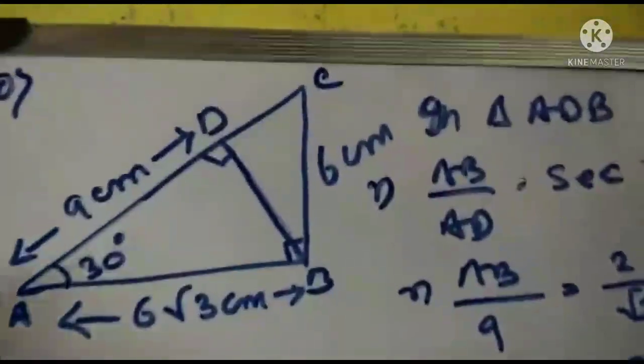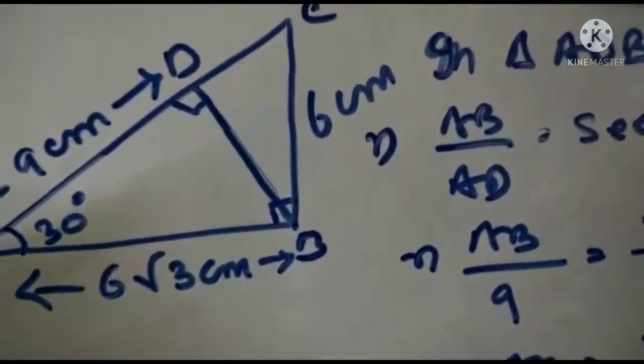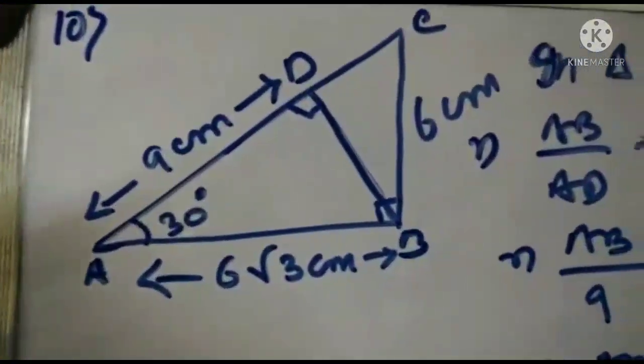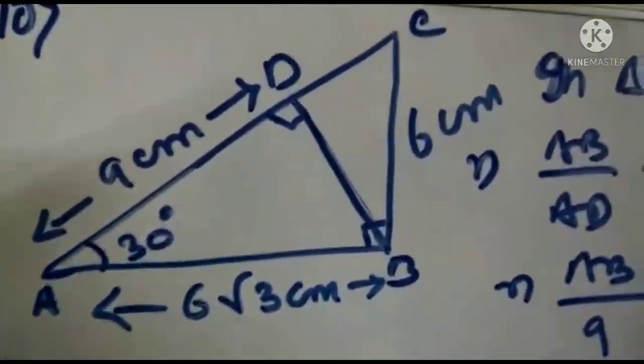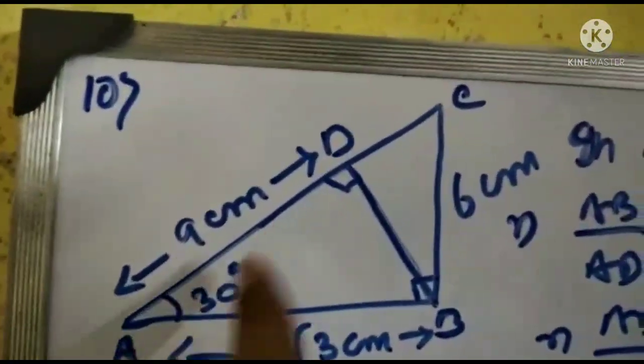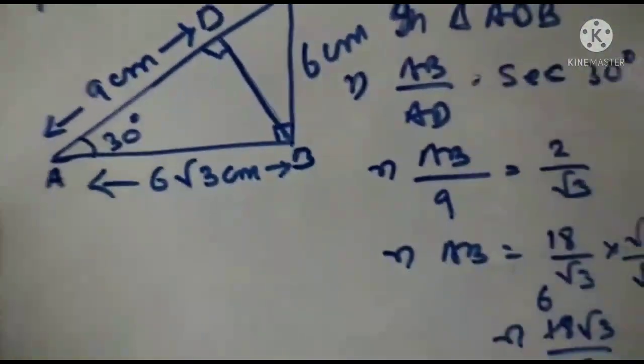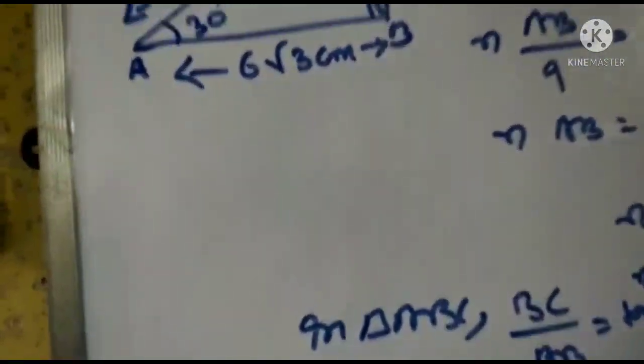Now here is the problem, that is CD. We can't find CD in any of these triangles. So at first we have to find AC, the length of AC. From there, if we subtract the length of AD, we will get CD. So now see how to find the length of AC.